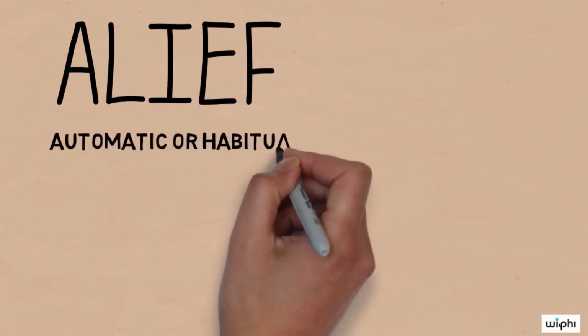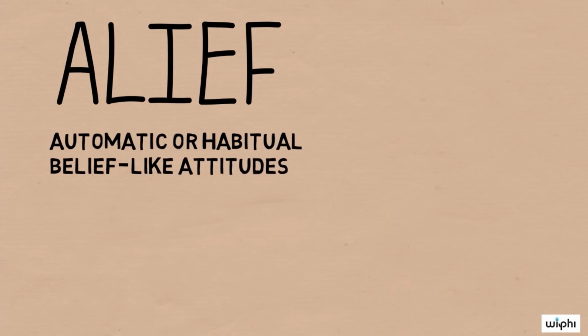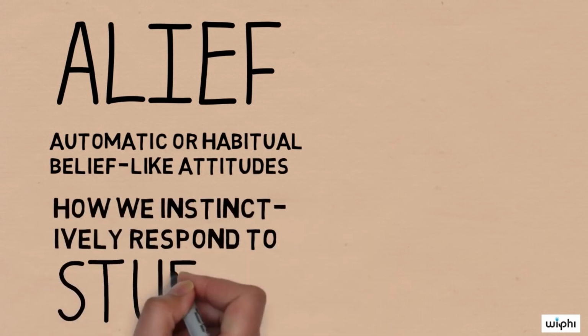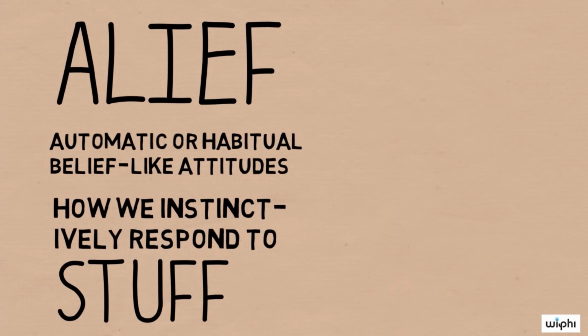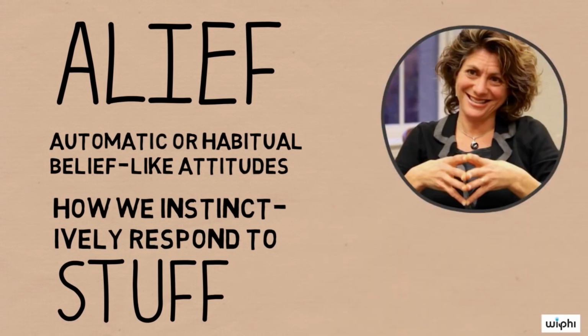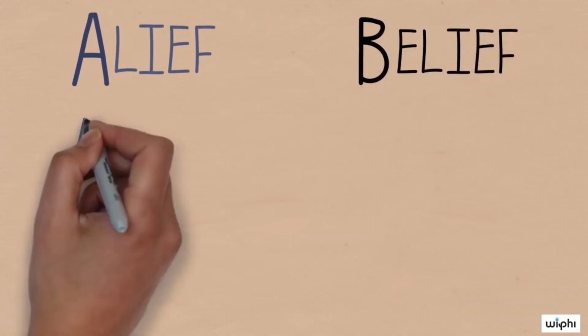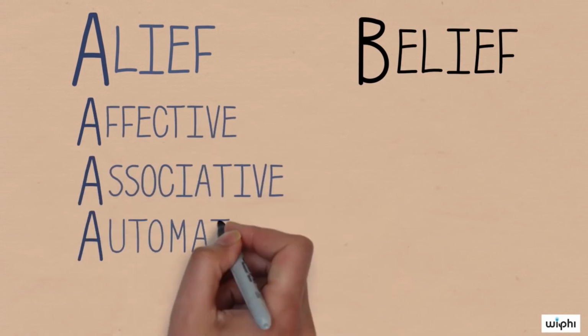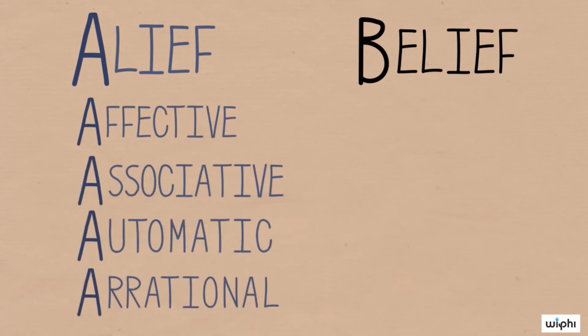A-leaves are automatic or habitual belief-like attitudes. They're the way we instinctively respond to stuff that we instinctively like or dislike, or even stuff that we're just really used to. The term A-leaf was coined by the philosopher Tamar Gendler. She decided to use the word A-leaf because A-leaves are kind of like B-leaves, except they're affective and associative and automatic and irrational, so she called them A-leaves.